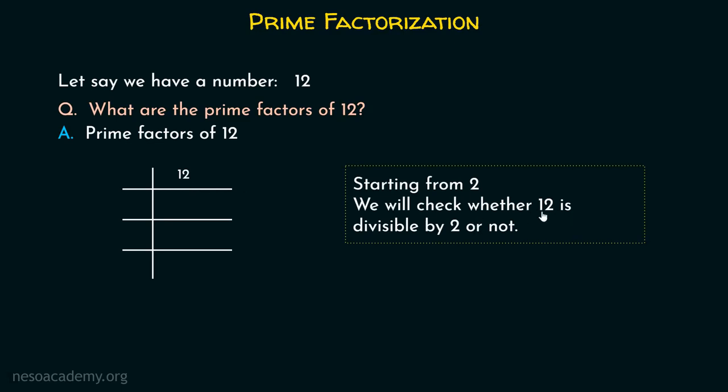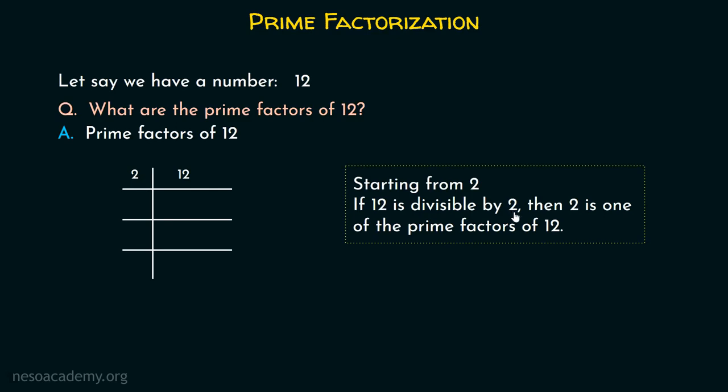Therefore, we will check whether 12 is divisible by 2 or not. We will write 2 over here and we will try to divide 12 by 2. If 12 is divisible by 2, then 2 is one of the prime factors of 12, right? Obviously 2 is a prime number. If it completely divides 12, then it becomes a prime factor of 12. If not, then we will choose another number. Here we are trying to divide 12 by 2. We know that 2 completely divides 12, right? And it will give this quotient, that is 6.